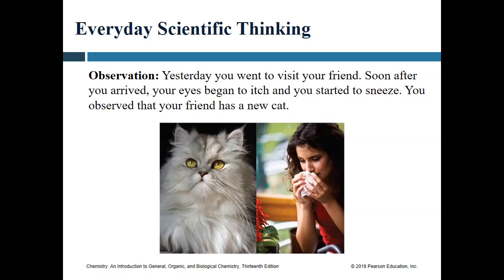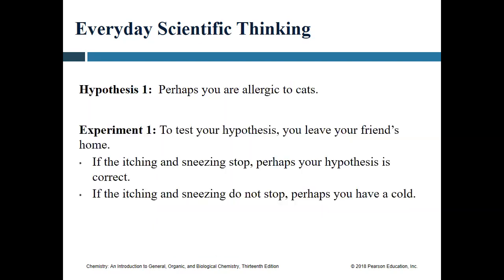Let's say that you go to a friend's house and they have a cat, and when you're in the friend's house, you start to sneeze. Easily observable event. You can put yourself in that scenario pretty quickly. One possible explanation for you sneezing, maybe you're allergic. Especially when you consider that allergies can develop at any time over the course of your lifetime. You're not necessarily born with allergies. Maybe you're allergic to cats.